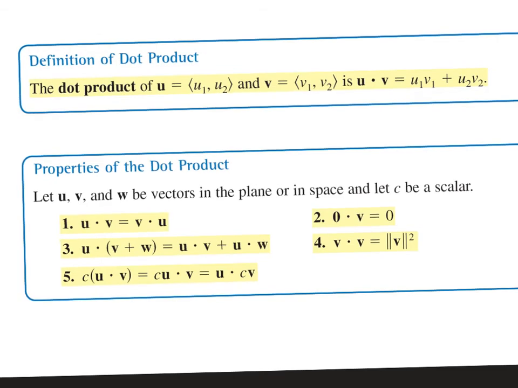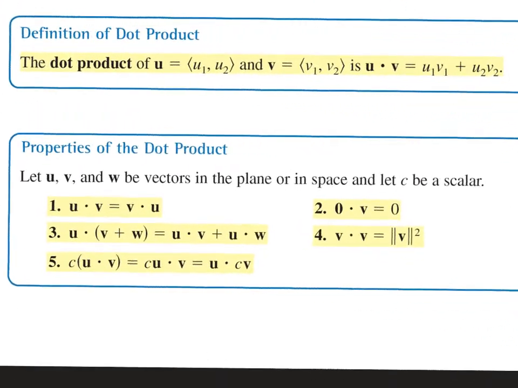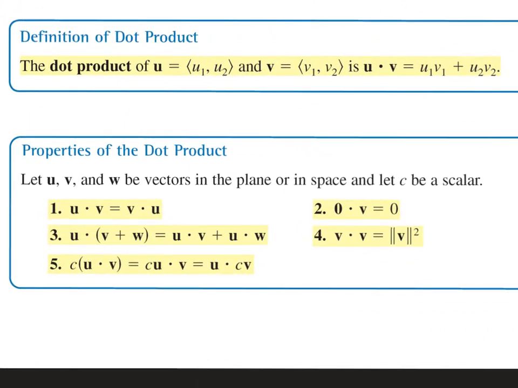When they say let U, V, W be vectors in a plane or in space, and let C be a scalar, all you're doing is these are just the properties. This is like the multiplication properties that you guys are aware of. If you do U dot product V, it's the same as if you did V dot product U. You guys see that?